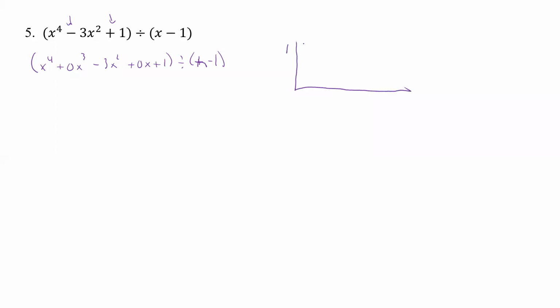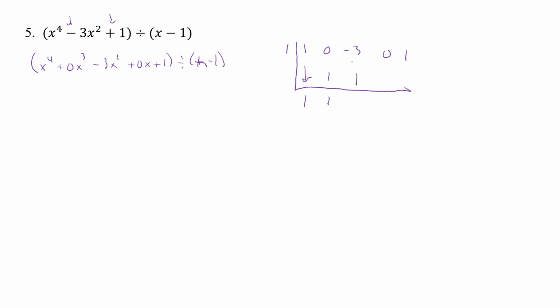And we have a 1, a 0, a -3, a 0, and a 1. So we'll bring down that 1. All right, so 1 times 1 is 1. So we put a 1 here. 0 plus 1 is 1. 1 times 1 again is 1.